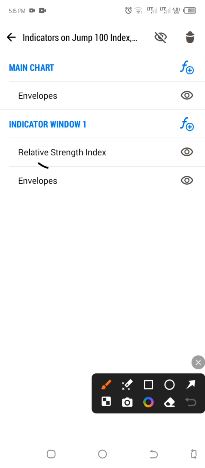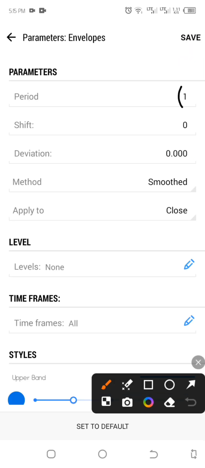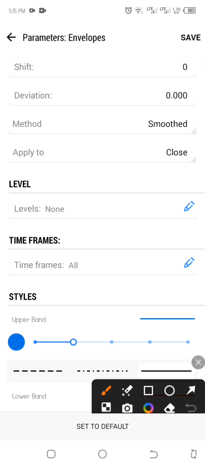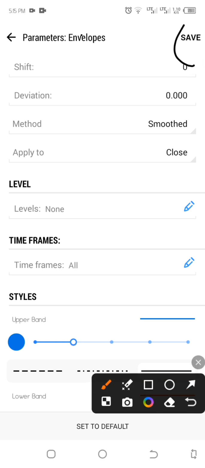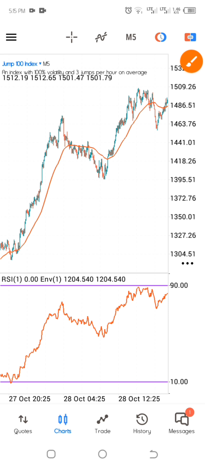Now for the last indicator, which is also the envelope, click on this F icon right here on your indicator window 1. For the envelope, the period is 1, shift is 0, the deviation is 0.000, method is smoothed, apply to close. For the upper and lower band, use any color of your choice and click on save. So that is the settings we are going to be using for this strategy, and that is how the strategy works.